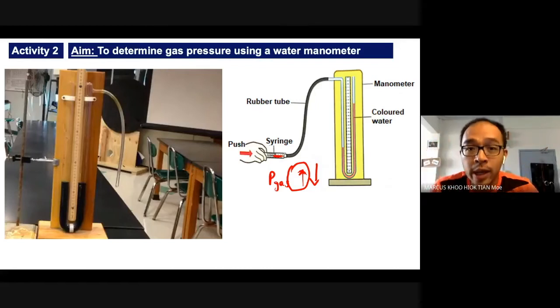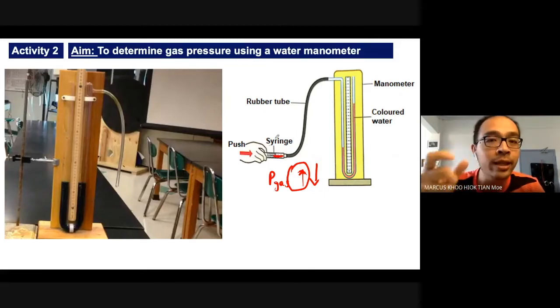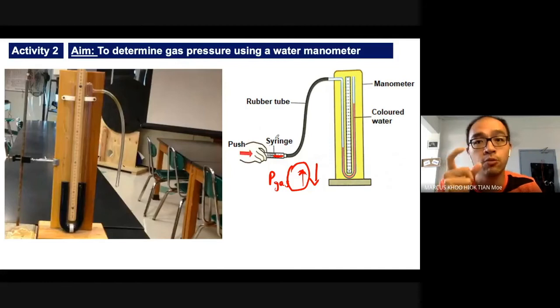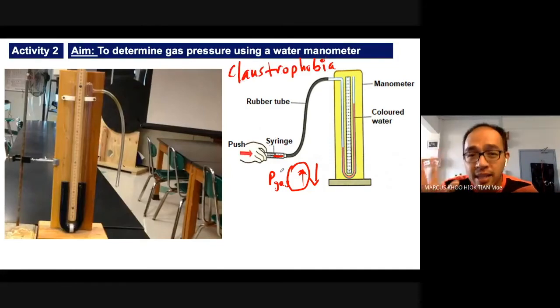So in that way, we are also doing the same thing. When we push the syringe, we are decreasing the amount of space for the gas to move. So the gas is going to feel very pressured. When you give very little space for the gas to move, the gas is going to have this immense amount of pressure, and that's why we're going to see this situation.